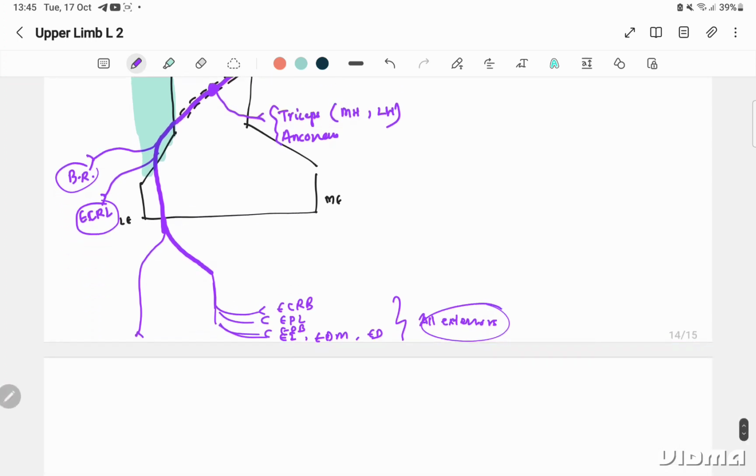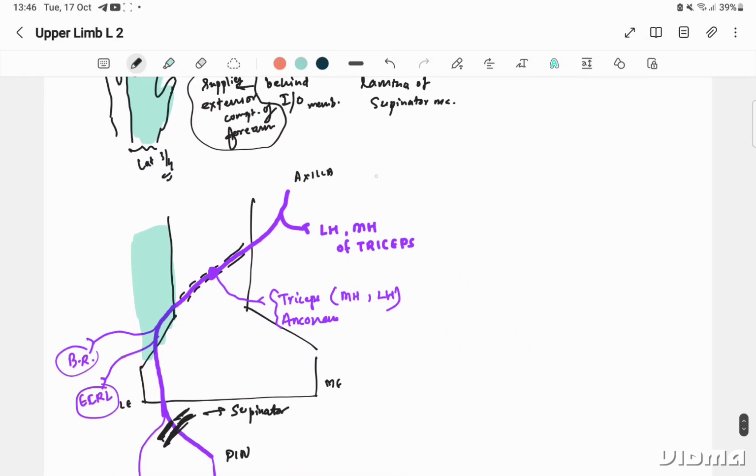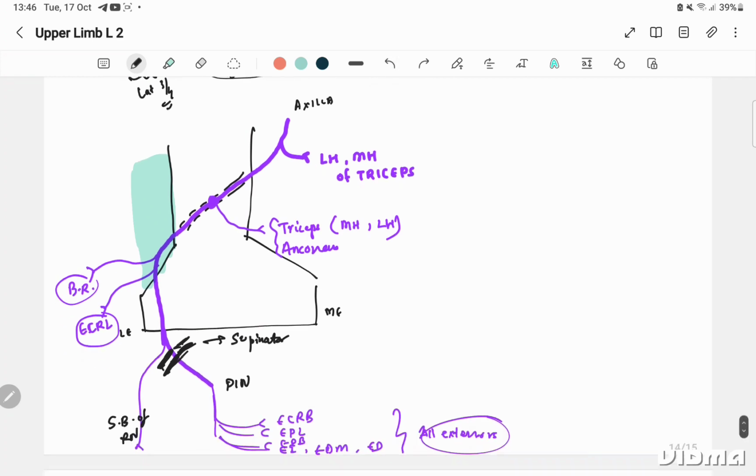We know this will go between the two laminae of which muscle? Supinator. This is the posterior interosseous nerve and this is the superficial branch of radial nerve. So you understood what the branches are which are given in the axilla. In the axilla there is the long head and medial head of the triceps, and in the spiral groove it will give branch to triceps and anconeus. The medial head will be given again, and the lateral head.